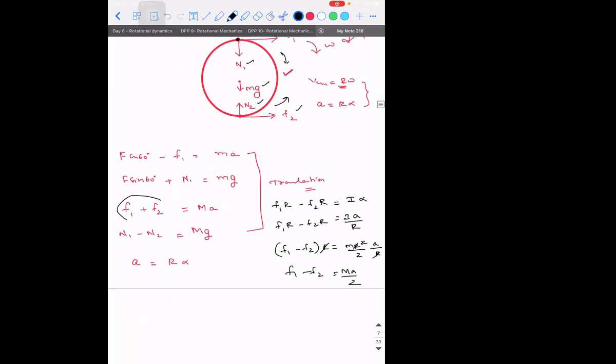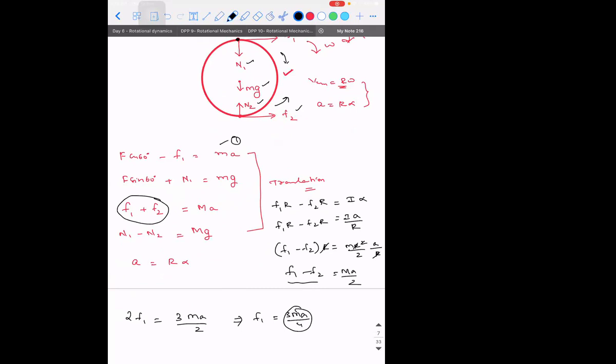So F1 plus F2 is capital MA. F1 minus F2 is MA by 2. So 2 times F1 will be equal to 3 MA by 2. So what is the value of F1? 3 MA by 4. Take this and substitute it in the first equation. You will get the value of acceleration. Can you guys do that?